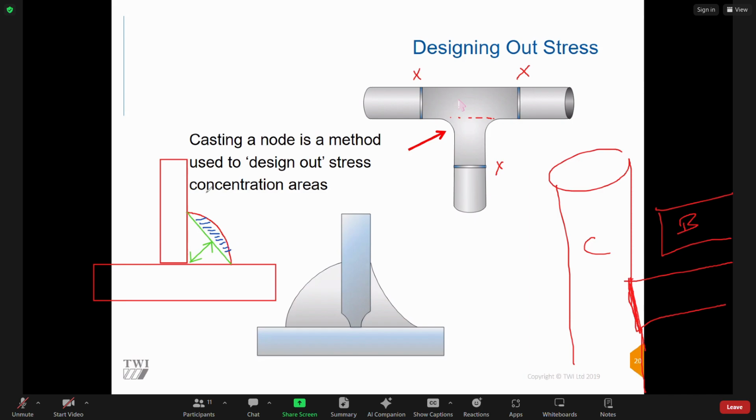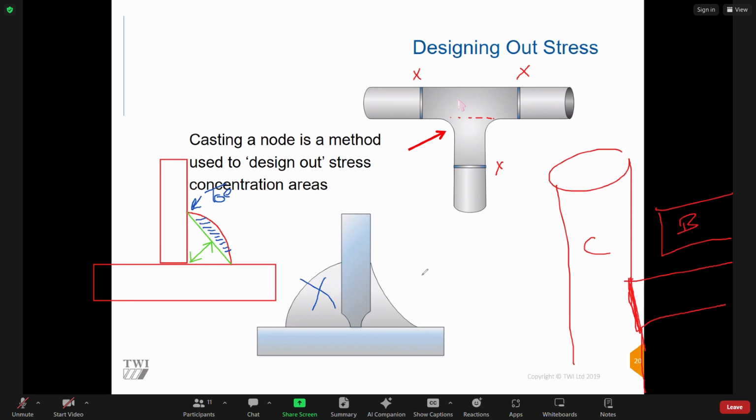Okay, in fact, the sharper the change in geometry at the toe, so the more of that excess weld metal we've got, then the worse it is in terms of fatigue strength. Okay, so ideally we want a nice, what's referred to as a mitre fillet weld. Okay, but this one would be the absolute least desirable.